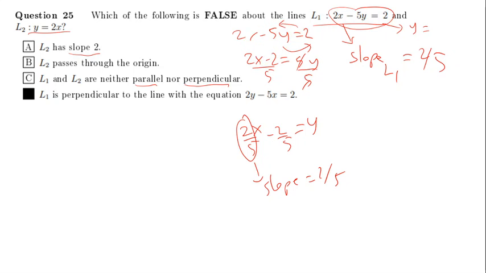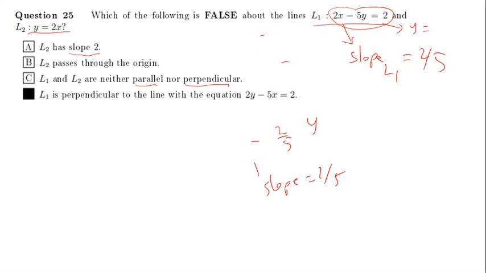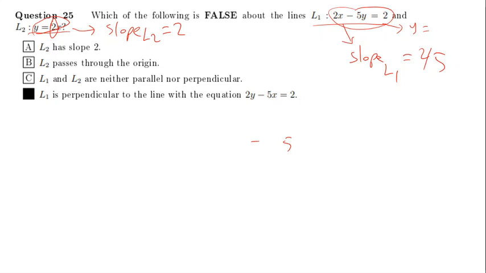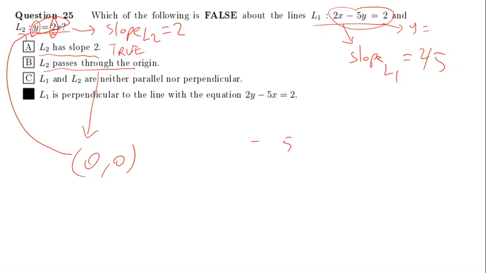Now the other, so L2, what about L2? The slope of L2 is automatically, y equal to 2x, so the slope here should be directly 2 because this is mx plus b form. This is the slope y-intercept form, and the y is alone here, isolated, and the slope is this. So L2 has slope 2. Is it true? Yes. L2 passes through the origin. Is it true? 0, 0 is satisfying this equation? Yes, 0 is equal to 2 times 0. This is true.